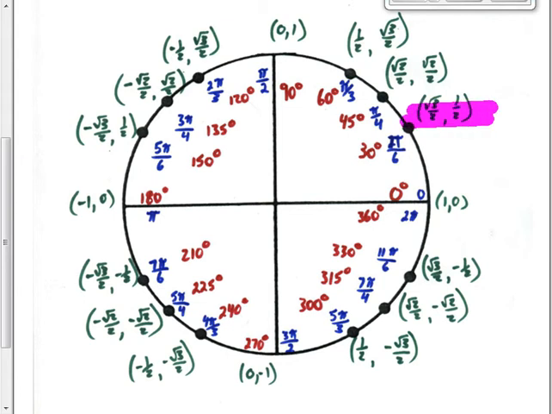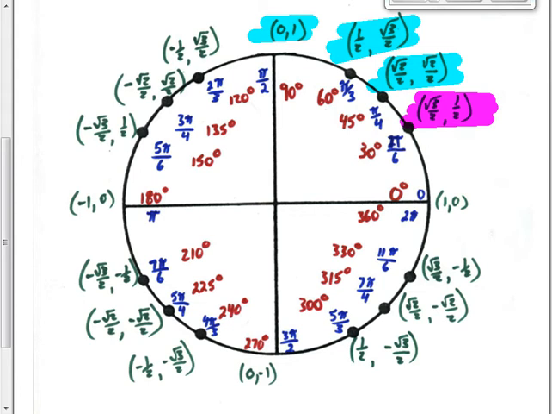So here's purple. That's probably not going to be a good color for us. Here's the first one. So this is square root of 3 over 2, comma 1/2. Here's the second one, square root of 2 over 2, comma square root of 2 over 2. The third one, 1/2, comma square root of 3 over 2. And then all the way up at the top, this is at 0, comma 1.